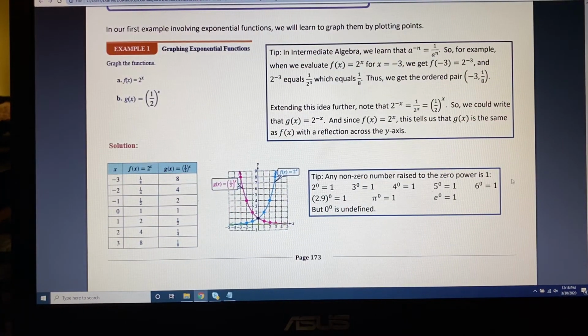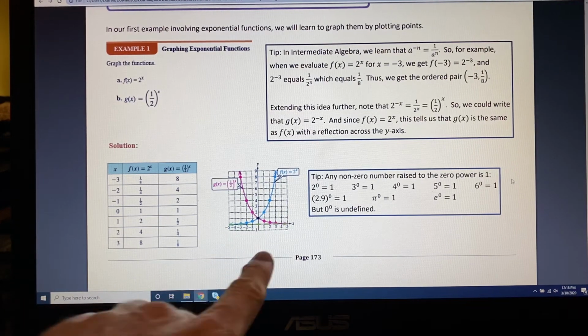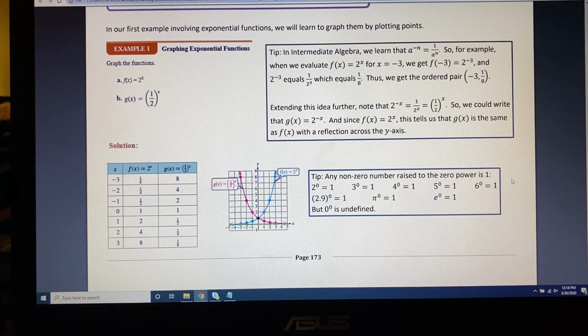So if you take a look at these two graphs, you'll notice that indeed f of x and g of x are almost the same, except that there is a horizontal reflection, a spin around the y-axis. If you spin f around the y-axis, you get g, and if you spin g around the y-axis, you get f. All right, one final thing to talk about.